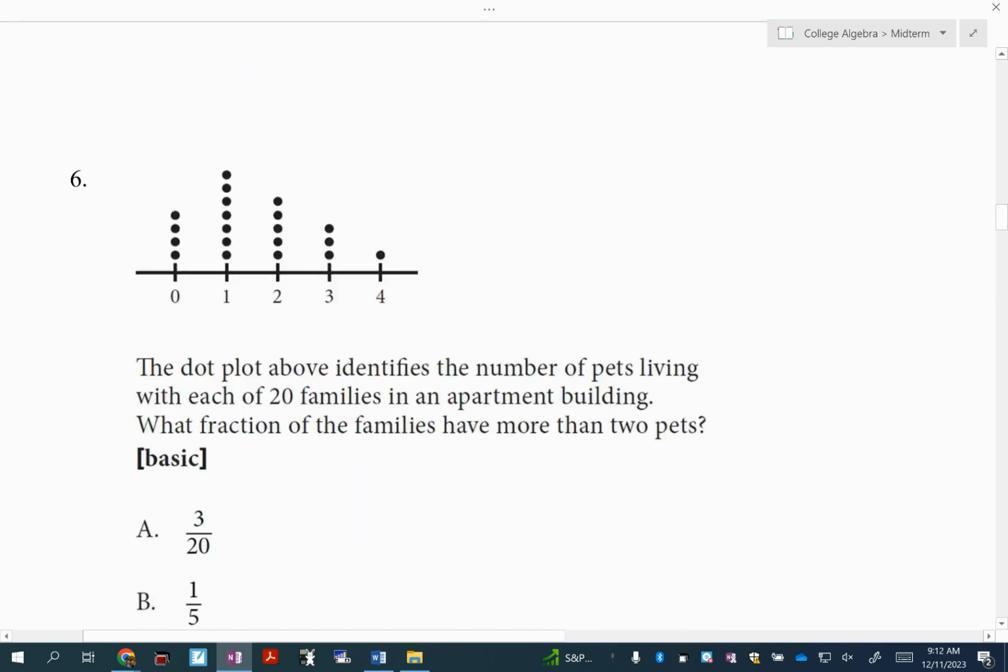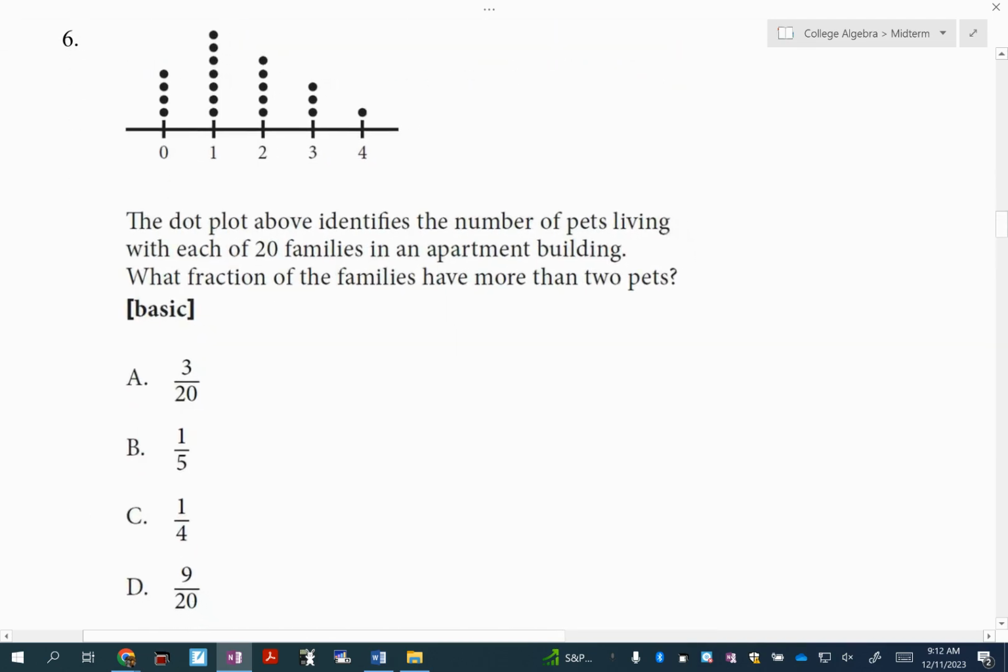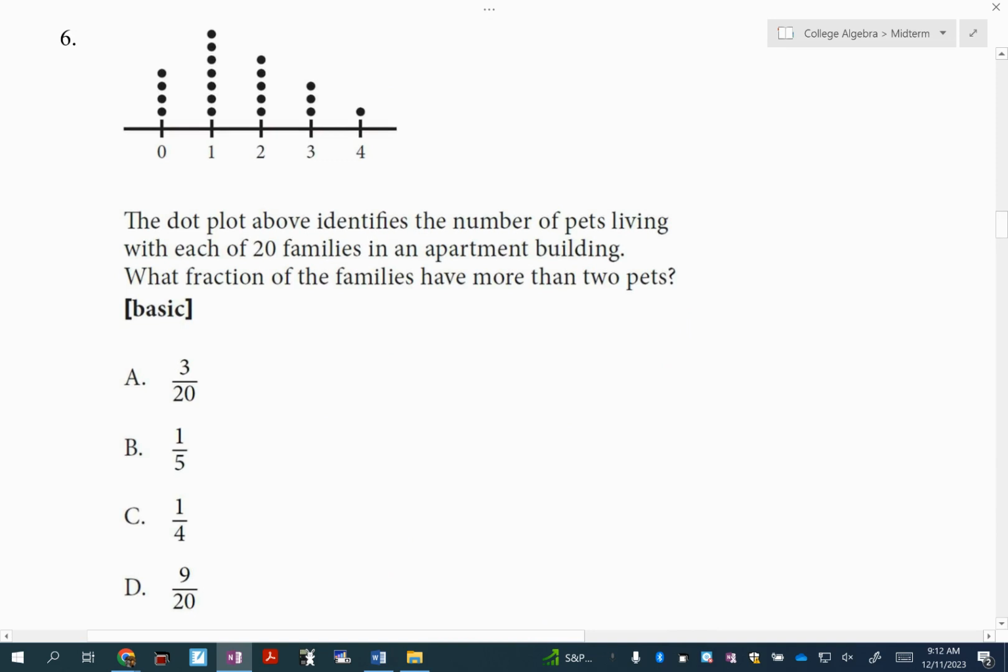Number 6. They give us a dot plot that identifies the number of pets living with each of 20 families in one apartment building. What fraction of the families have more than 2 pets? Well, it says of all the families. What fraction of all the families? There are 20 families, so my denominator is going to be 20. And then have more than 2 pets.